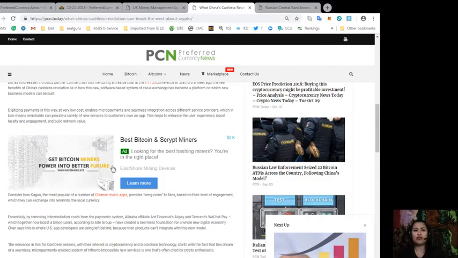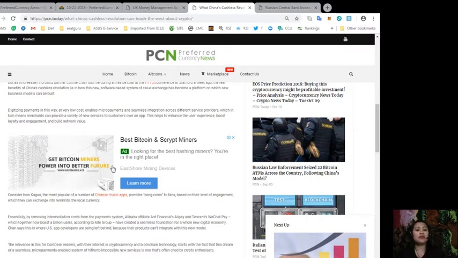Now, consider how Kugou, one of the most popular Chinese music apps, provides song coins to fans based on their level of engagement, which they can exchange for renminbi, the local currency. Now, essentially, by removing the intermediation cost from the payment system, Alibaba affiliate Ant Financial's Alipay and Tencent's WeChat Pay, which together now boast a billion users, according to the IT group, have created a seamless foundation for a whole new digital economy. China shows that this is where U.S. app developers are being left behind because their products can't integrate with this new model.